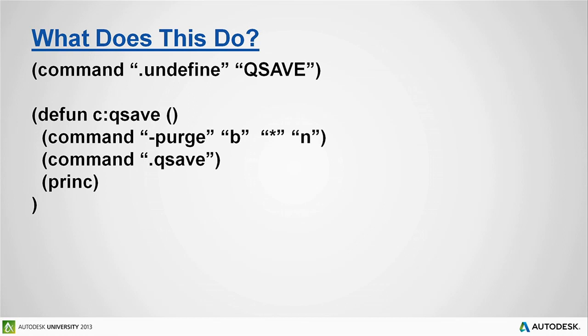So I have turned off the default QSave. I've built my own QSave. So whenever they click the save icon, or Control S, or however it is they like to initiate their save, the first thing that's going to happen is the blocks are going to get purged out of it. Then the actual file save operation will occur.